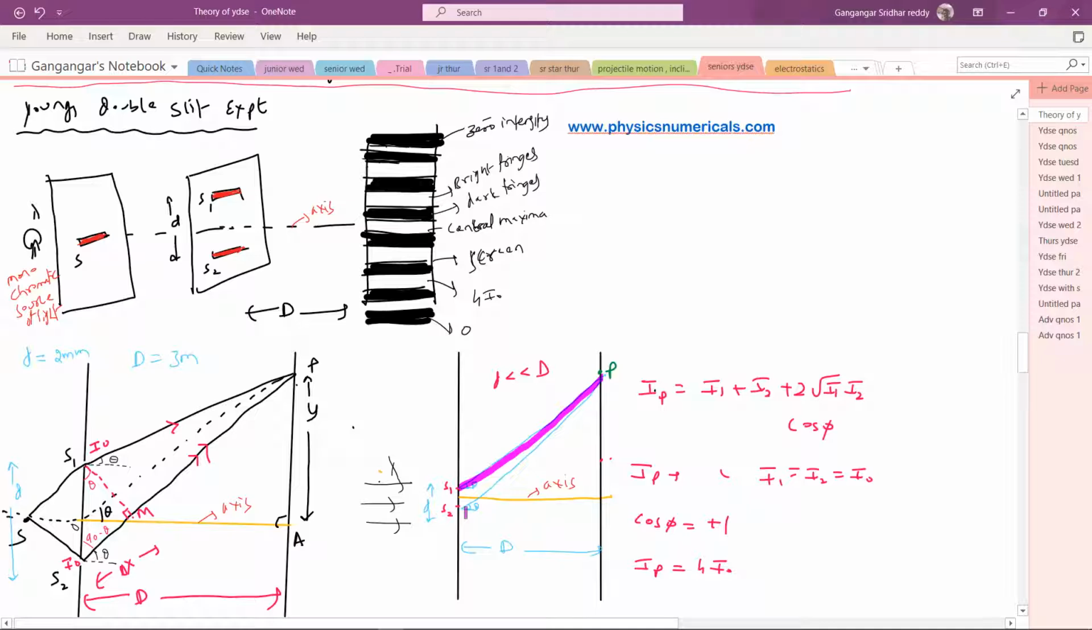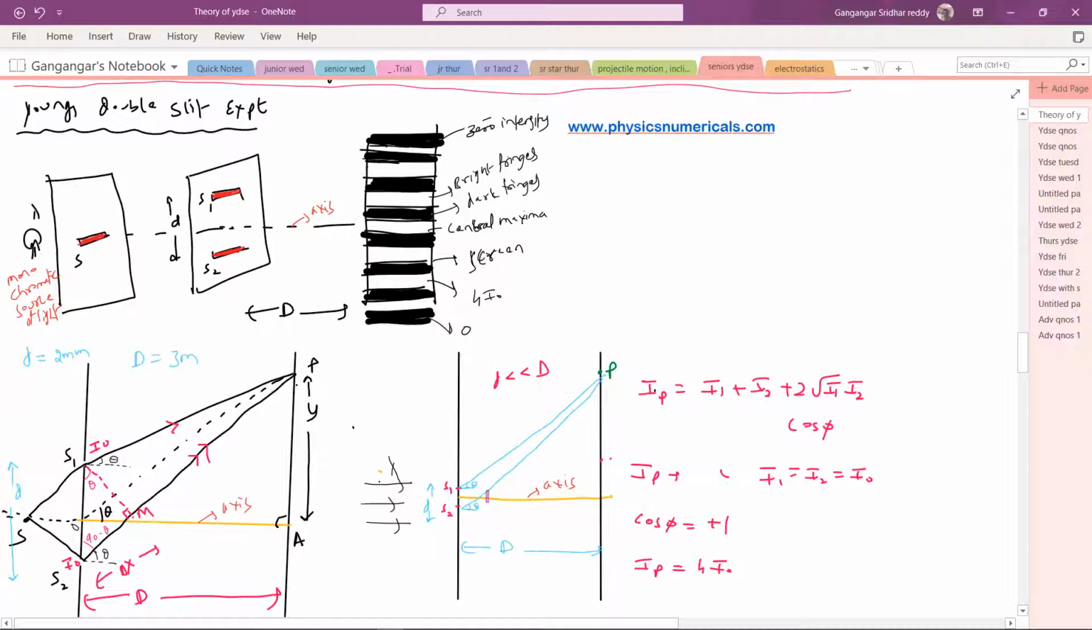Similarly, the angle made by the line joining S2P with the horizontal, let this also be theta. So I'll once again put it like this: the line joining S1P will make an angle theta with horizontal. Similarly, the line joining S2P will make an angle theta with horizontal. So like this, we define the parameter theta.